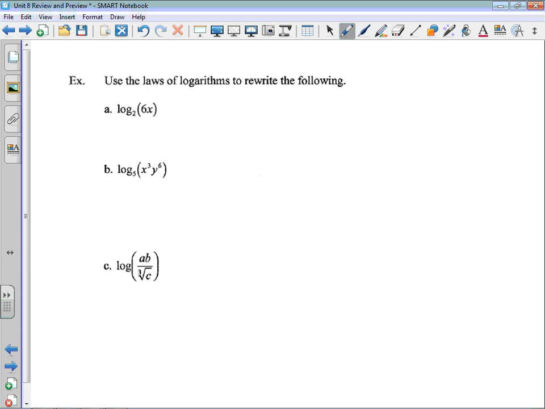It wants us to use the laws of logarithms to rewrite the following. It should probably say rewrite the following as the simplest logs possible. Because the inside of the argument, what's in the bracket here, is multiplied, I can rewrite it as the addition of 2 logarithms. So log base 2 of 6x is equal to log base 2 of 6 plus log base 2 of x.